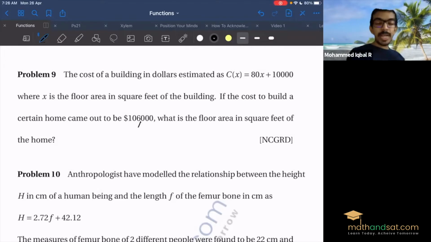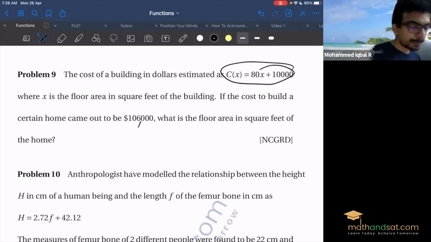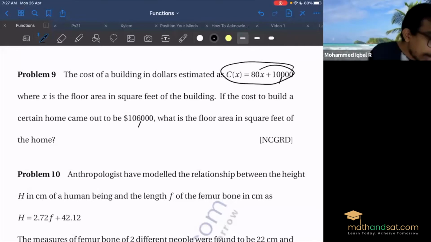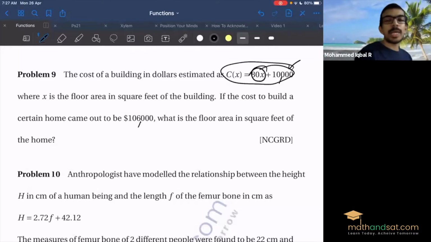So the relationship between cost and floor area is given as a linear relationship. We don't have to worry how it came. It's given in the question that your cost is not directly proportional to floor area. It is a linear function of floor area, but it's not directly proportional, because there's a fixed cost and then there is a multiple of the floor area. Some 10K is being added to a multiple of the floor area. So don't bother about it.